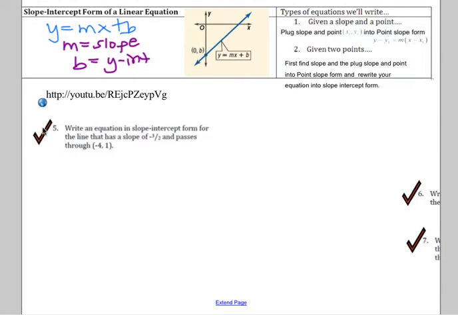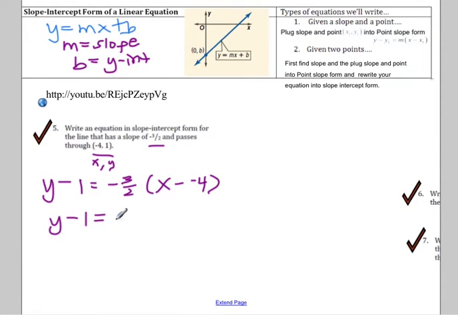So example 5. It says write a linear equation in slope-intercept form for the line that has a slope of -3/2, and passes through (-4, 1). So this is where we would recommend using point-slope form. So it's y minus your y value. This is my x, this is my y. So it's y minus 1 is equal to my slope, -3/2, times x minus your x value, so minus a -4. If I solve this, I'm going to distribute this, -3/2x, and then -3/2 times, this is really a +4.